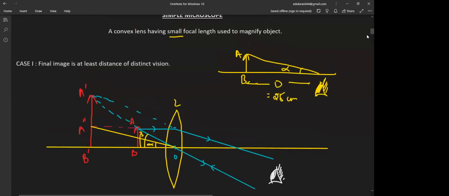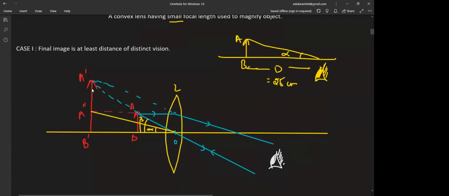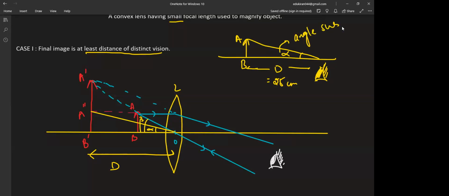Understand this. When the image is formed, this is the image. Image is at least distance of distinct vision. It means this separation is D. When the lens was not put here, where was the object? Object was at D. So alpha is the angle subtended by what? This is the object. Subtended by the object at the eye.